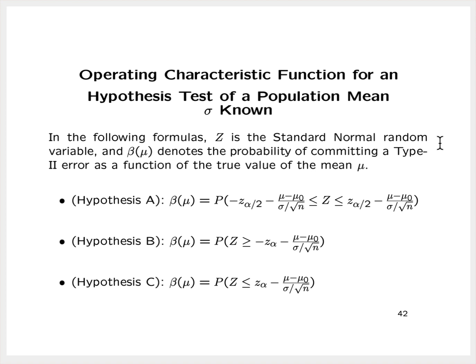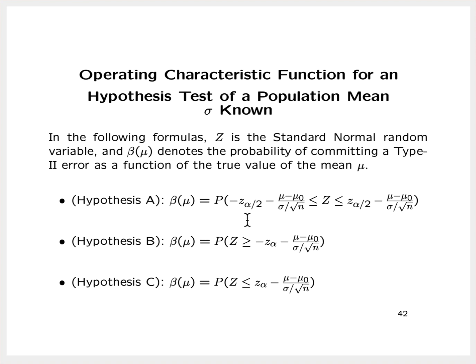Now, we're currently in this situation where we're assuming that we're either sampling from a normal distribution or we've got a large enough sample so that the central limit theorem applies, and the sampling distribution of x bar is approximately normally distributed. And so that is why these probabilities are expressed in terms of a standard normal random variable. Because we know how to calculate probabilities involving a standard normal random variable, we can very simply calculate the operating characteristic function, the beta function, for various values of mu.